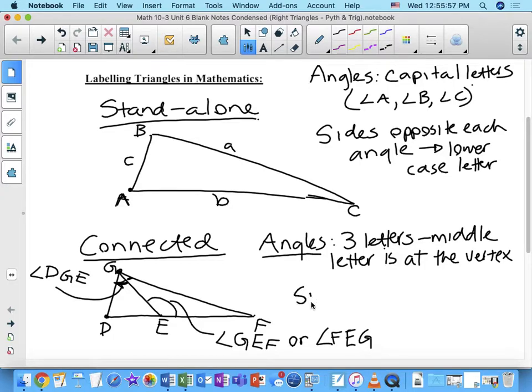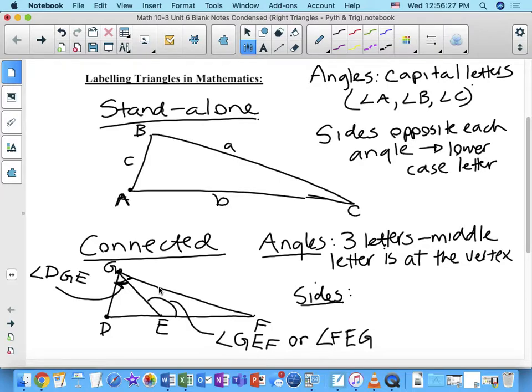For sides, the system that we talked about with the standalone triangle also breaks down. Because let's say, for example, I wanted to talk about side little d, lowercase d. Well, there are actually 2 sides opposite this angle over here, angle D. There's this one, and there's this one. So it's ambiguous as to which one you would be talking about.